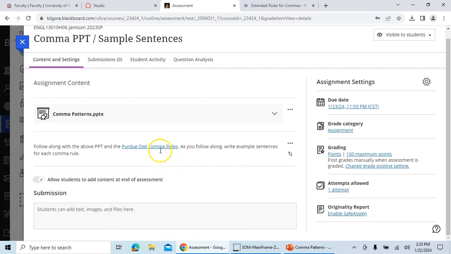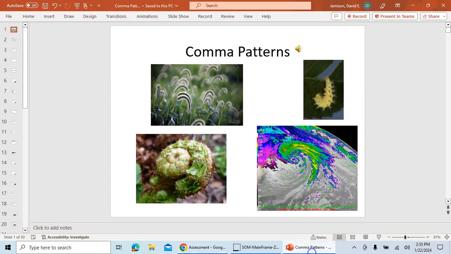I'm going to show you some Purdue OWL ones. You don't actually need to do samples of those. I guess you could if you wanted to. But I'm just looking for 6 complete sentences showing proper comma use. Okay.